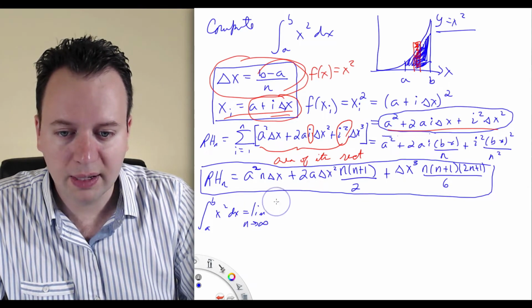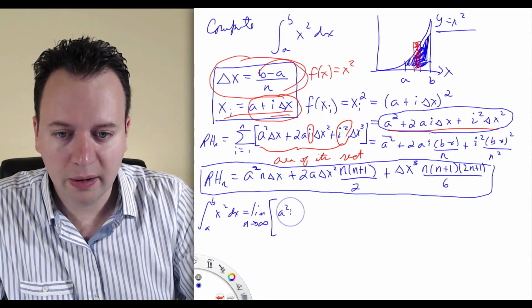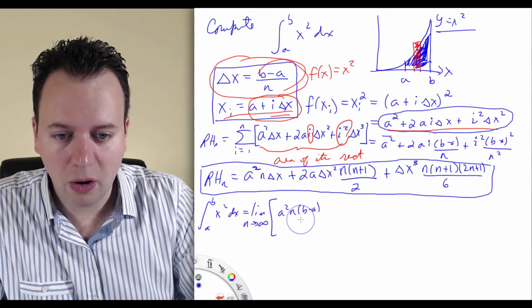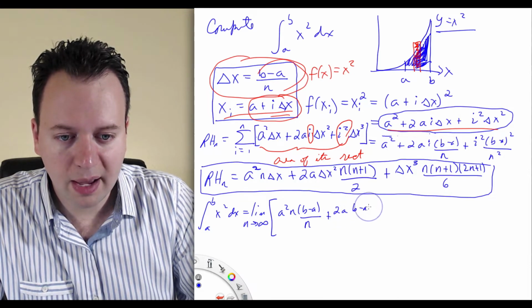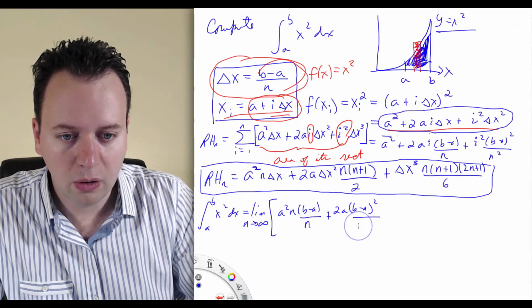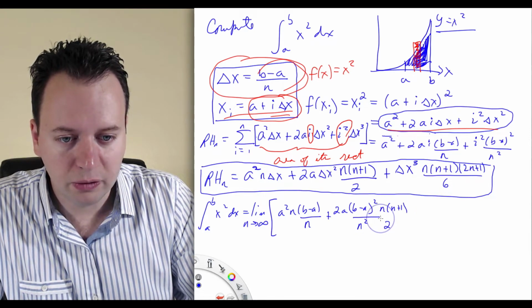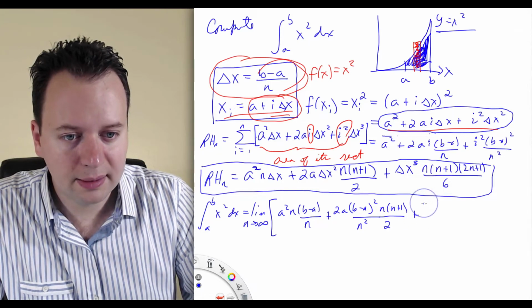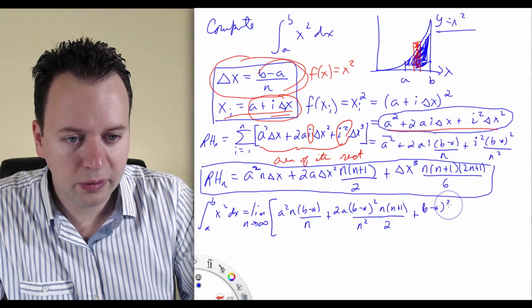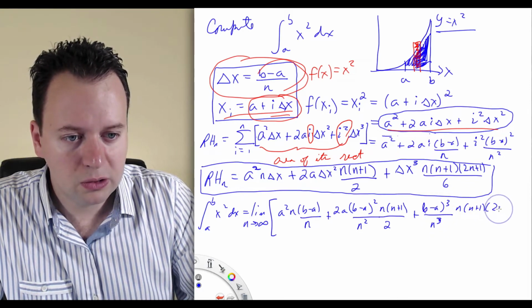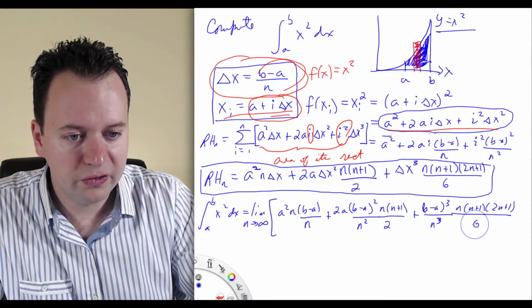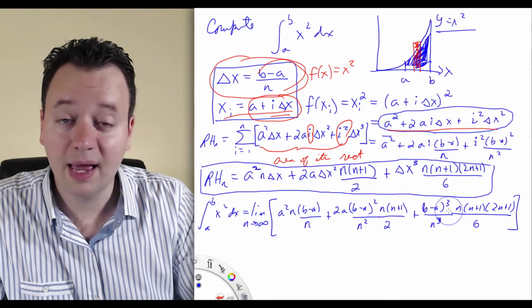n goes to infinity. So we get a squared n times (b minus a) over n, plus 2a times (b minus a) squared over n squared times n plus 1 over 2, and then plus (b minus a) cubed over n cubed times n plus 1, 2n plus 1 over 6. And we take the limit as n goes to infinity.